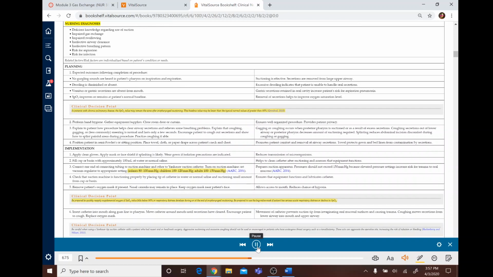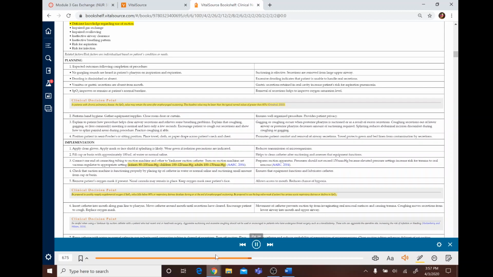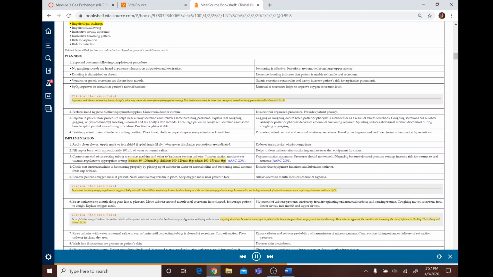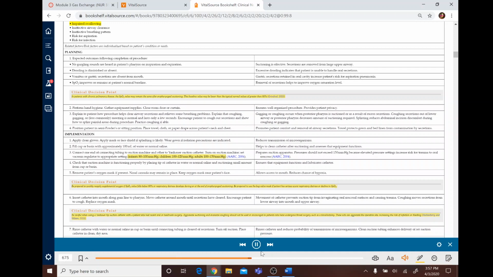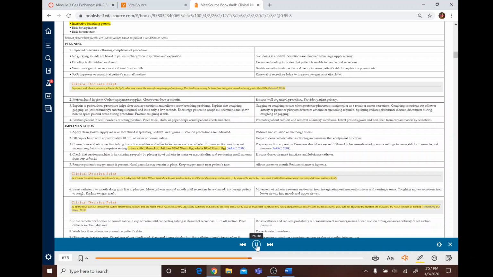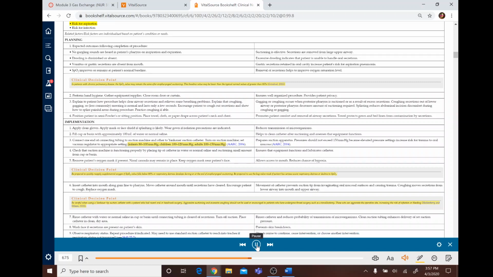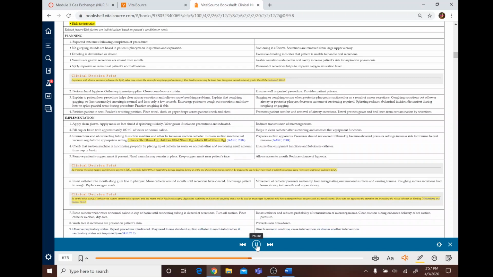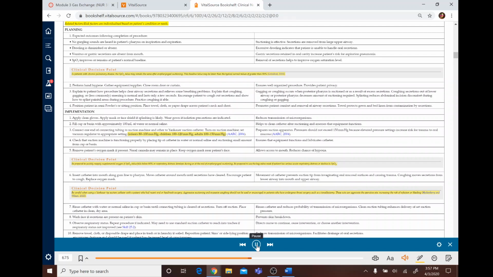Nursing diagnoses. Deficient knowledge regarding use of suction. Impaired gas exchange. Impaired swallowing. Ineffective airway clearance. Ineffective breathing pattern. Risk for aspiration. Risk for infection. Related factors/risk factors are individualized based on patient's condition or needs.